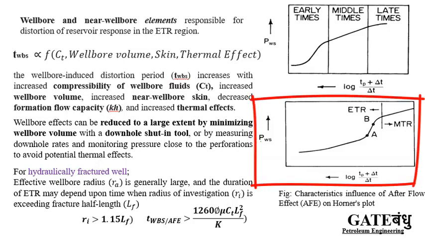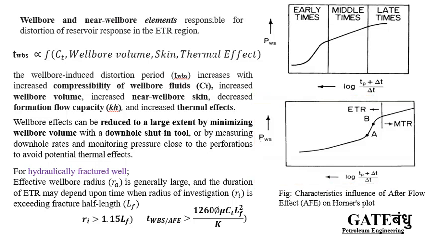Here you can see that there are two points, A and B, in the early time region data. Sometimes this separation between A and B is very wide, or sometimes it is very narrow. This depends upon the wellbore volume. The larger the volume, the larger the separation will be. The smaller the volume, the smaller this extent will be.